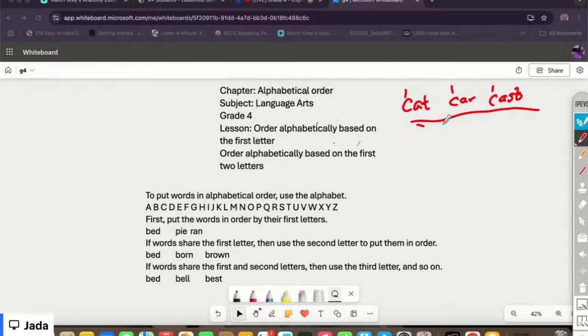So let's see. We have T here, we have R, and we have S. So from the alphabet, which one comes first? Obviously, R comes before S. So we're going to have car first, and then the next will be cast, the third letters, remember. And then the last one will be cat. Okay, so from our alphabet, we can see that R is first, then cast is second, then the third one will be the cat.